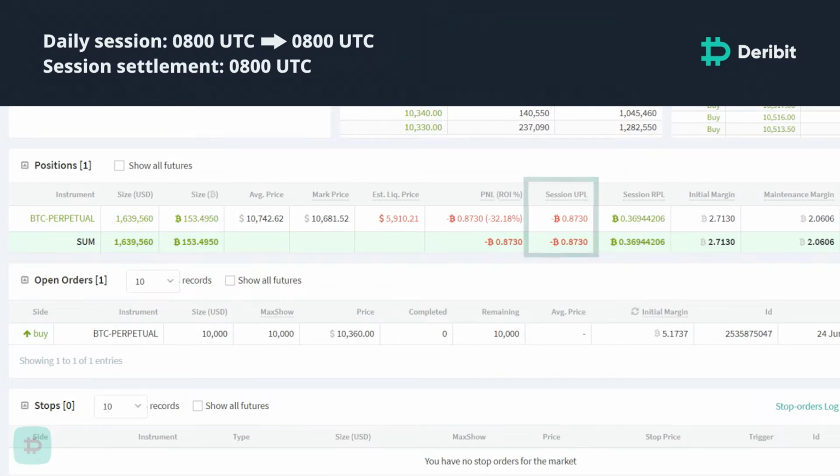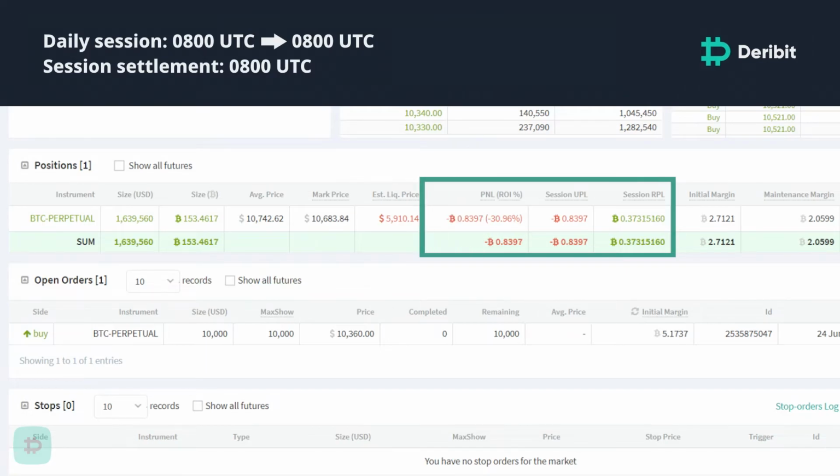Both of these figures are calculated from the previous daily settlement at 0800 UTC and reset to 0 every day at that time. Session UPL, or unrealized profit and loss for that daily session, is how much profit the currently open position has made since the previous daily settlement at 0800 UTC. Session RPL, on the other hand, is the realized profit and loss from that daily session. This is how much profit has been banked by closing part of the position, for example, since the previous daily settlement at 0800 UTC. Both session UPL and RPL are figures calculated only from the previous daily session and not over the whole life of the trade.